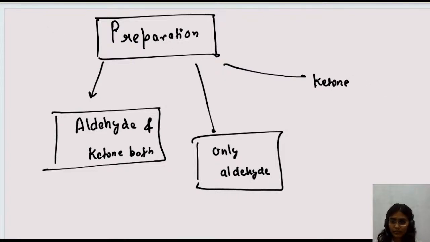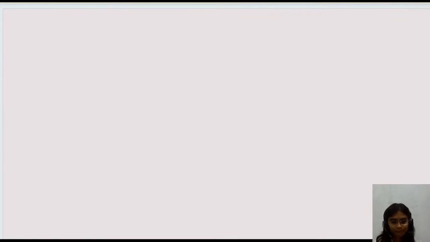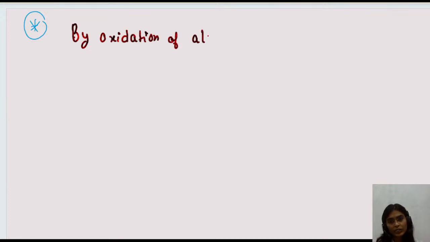And any method of preparation, you know how to form the aldehyde or ketone from the previous classes, because we already covered this so many times. If you know, okay, don't worry, I will explain. But I want to check one thing, whether you know or not. Okay, let me write the method name. So what is the method name? By oxidation of alcohol.